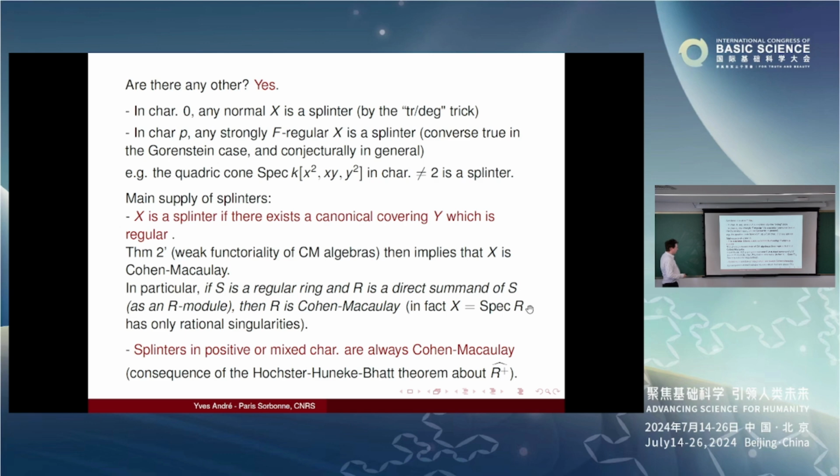And the last property I would like to mention is that splinters in positive or mixed characteristic are always Cohen-Macaulay. So this is a difficult result. This is a consequence of this theorem that this R plus hat is always a big Cohen-Macaulay algebra, which is a very difficult theorem in mixed characteristic. Recall that in characteristic 0, this is not at all true because any normal X is a splinter. There are some X which are normal and not Cohen-Macaulay.